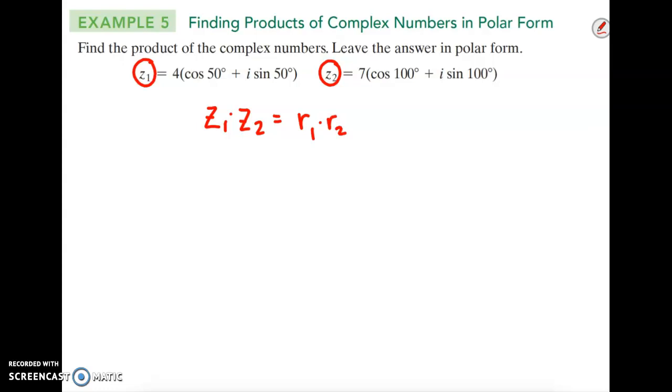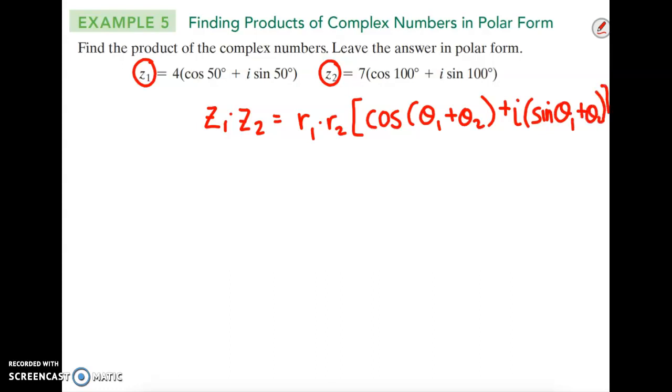Remember, the r value is the distance from the complex number to the origin, so it's your radius. And then the quantity cosine of the two angles, theta 1 and theta 2, plus i sine of angle 1 plus angle 2. So here we go.